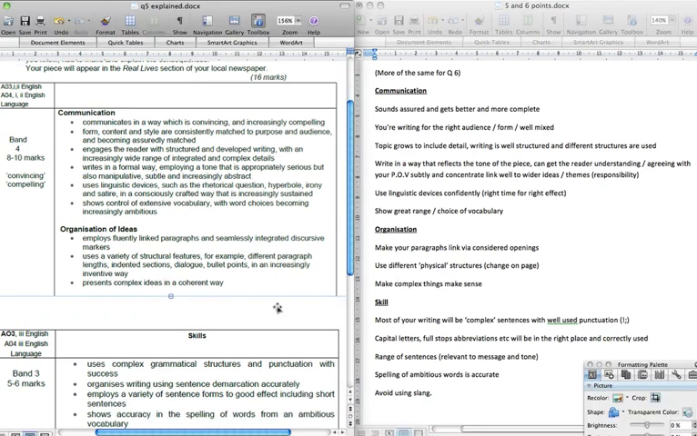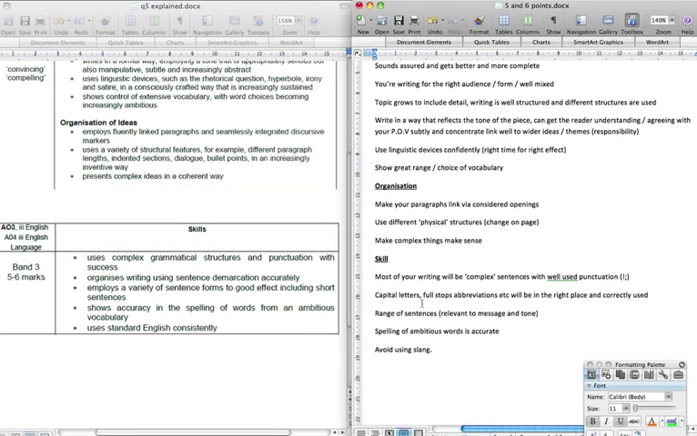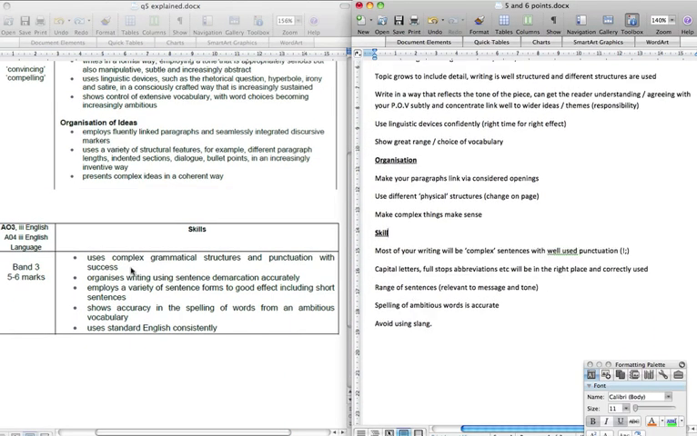Okay, so moving on to the skills section then. The first one: uses complex grammatical structures and punctuation with success. So most of your writing will be complex sentences with well-used punctuation. The idea here for a complex sentence, in its most basic form: the way we communicate with each other is made up of something called clauses, which is basically words that make sense. So in its most basic idea, a complex sentence is one with 3 or more clauses.